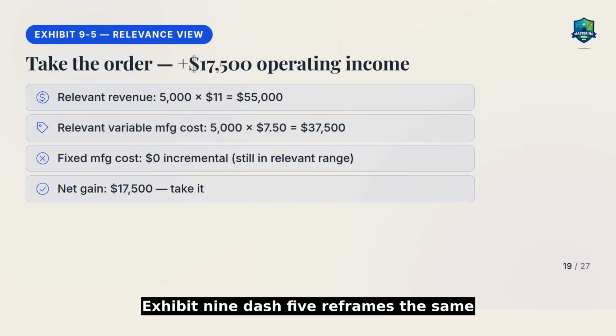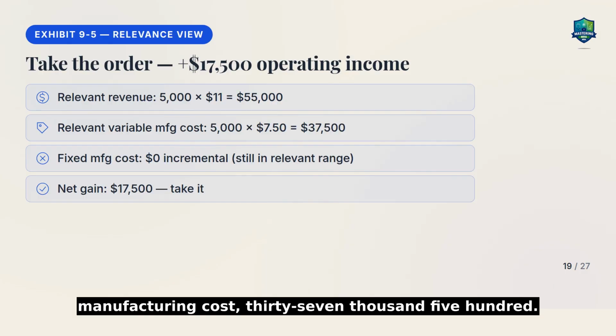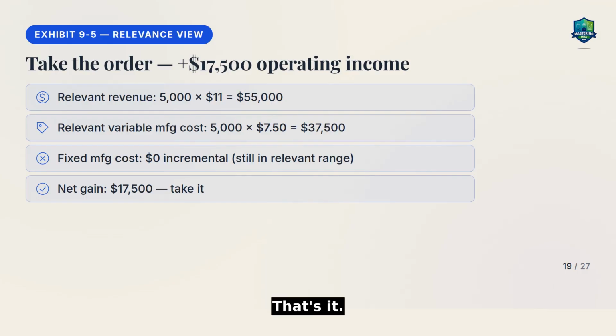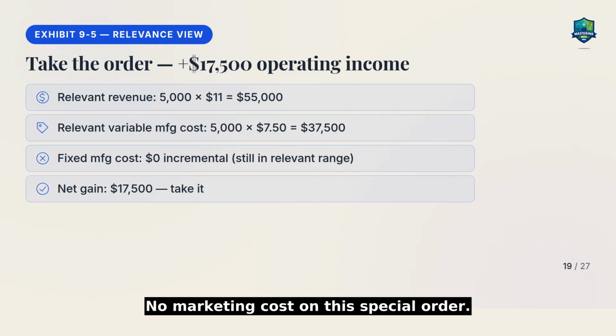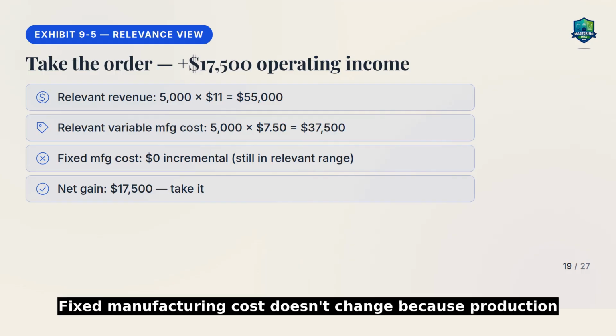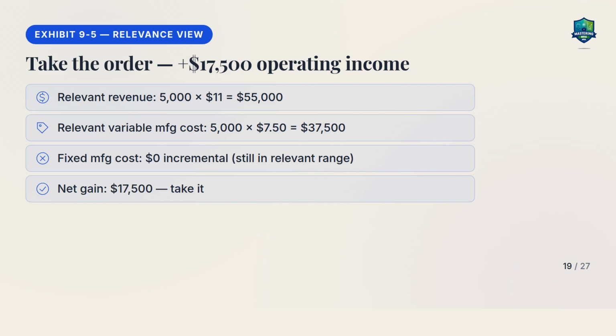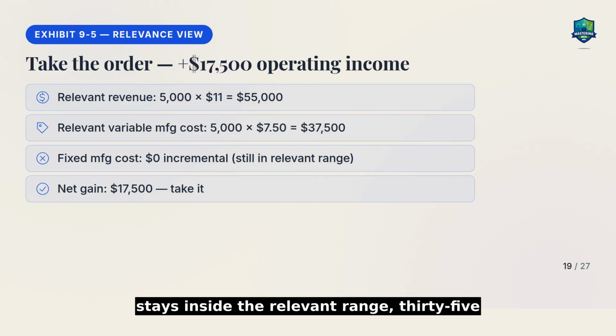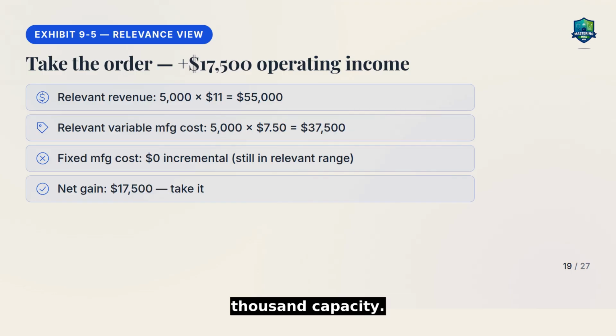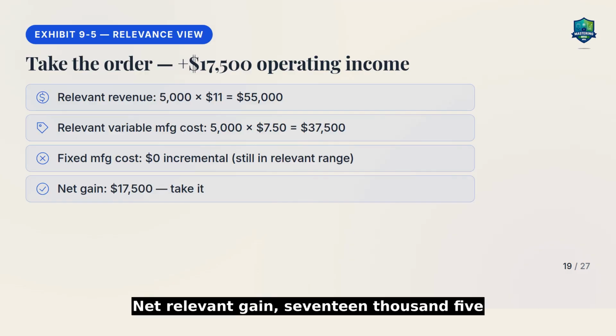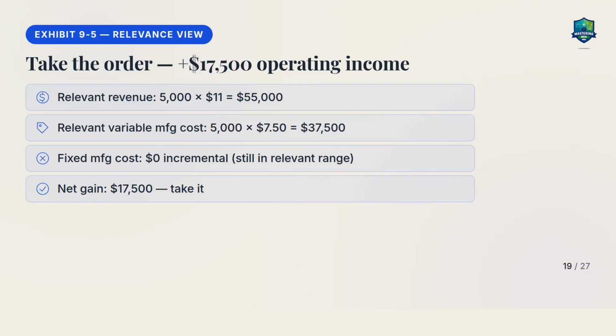Exhibit 9-5 reframes the same data through the relevance lens. The relevant numbers: revenue from the order, $55,000; variable manufacturing cost, $37,500. That's it. No marketing cost on this special order. Fixed manufacturing cost doesn't change because production stays inside the relevant range. 35,000 units is still below the 45,000 capacity. Net relevant gain, $17,500. Take the order.